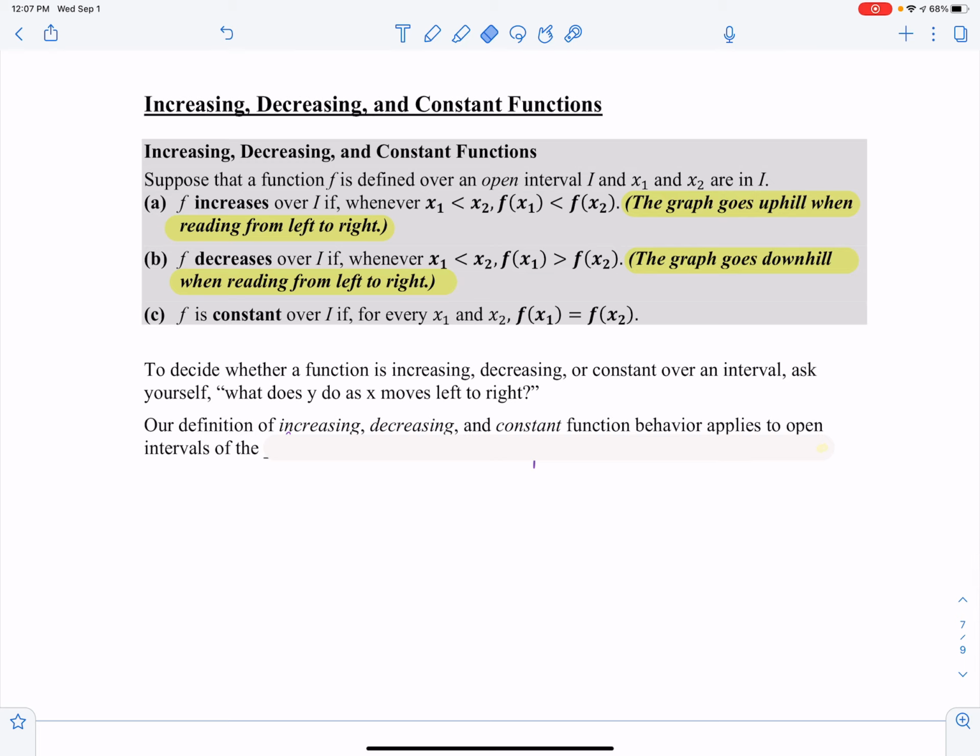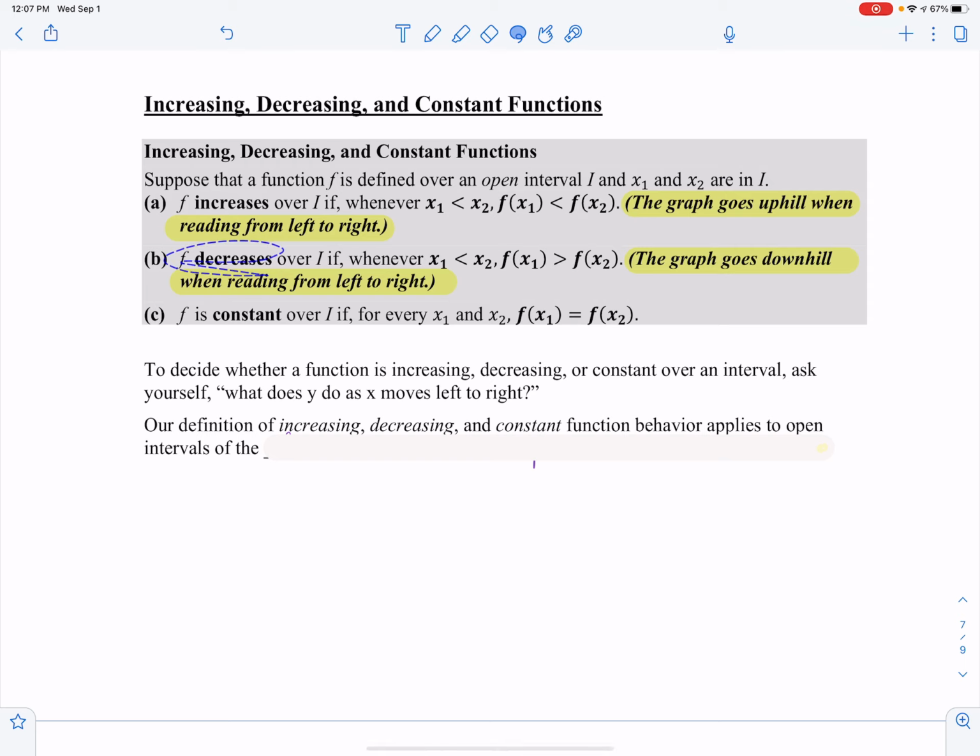This gray box has a lot of geek speak in it, so bear with me. I'll walk you through what it means in English. So let's talk about the first one. If my function is increasing, then basically what we can say is that as we read from left to right, the graph is going uphill. That's what increasing means. As you read the graph from left to right, it's going uphill.